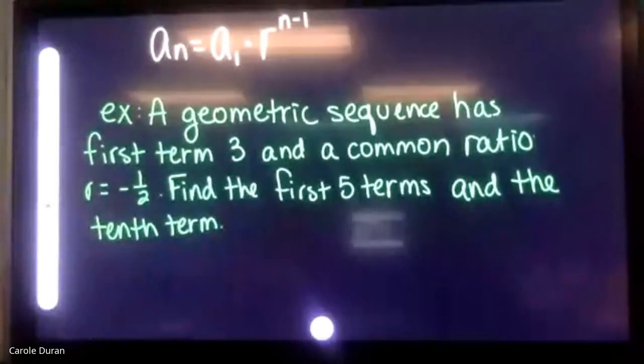So this example tells me it's a geometric sequence, which means that when I find the common ratio, it holds true for every set of consecutive terms in the sequence. It tells me that this sequence has a first term of 3 and a common ratio of -1/2. It asks me then to find the first 5 terms and the 10th term of the given sequence.